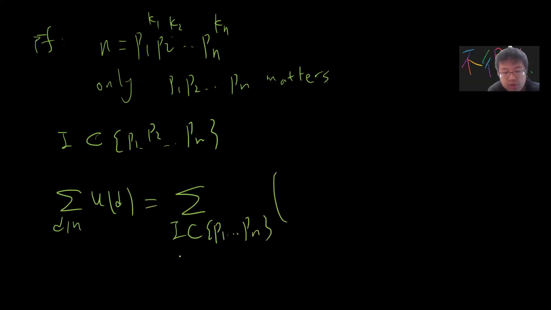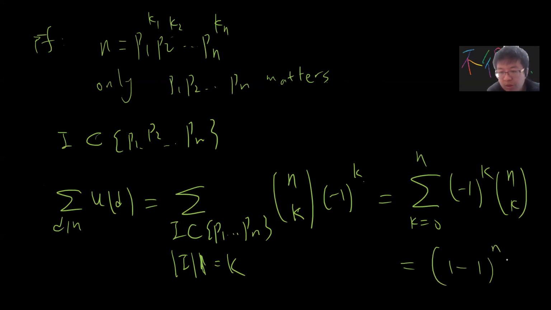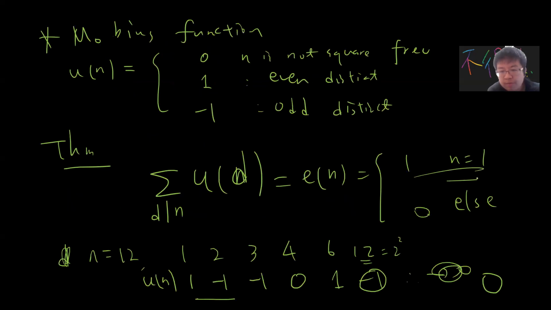So I can choose the size of I to be k, and for each k, I get minus 1 to the k. So it's basically the sum over k from 0 to n of minus 1 to the k times n choose k. This is just the binomial expansion, so it is 1 minus 1 to the n, which is 0. Except for n equals 1, because for n equals 1, you only get one term, so it's 1.